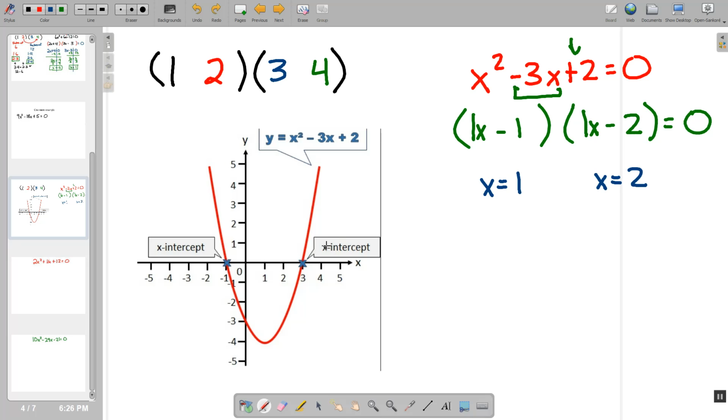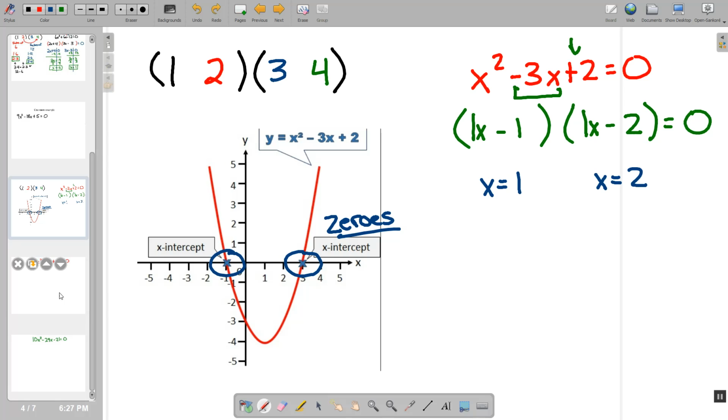Okay, now this graph does not match this problem, but we are always looking for these x-intercepts, or what we call zeros here. Once again, this graph does not match this problem. I just wanted to look at examples of zeros.